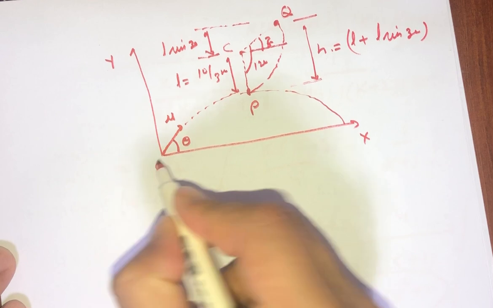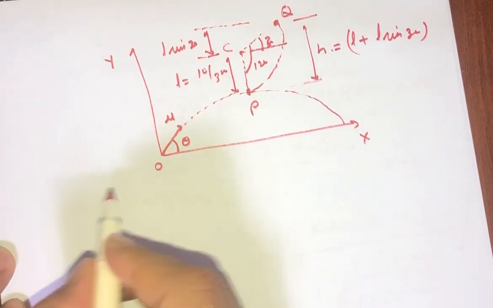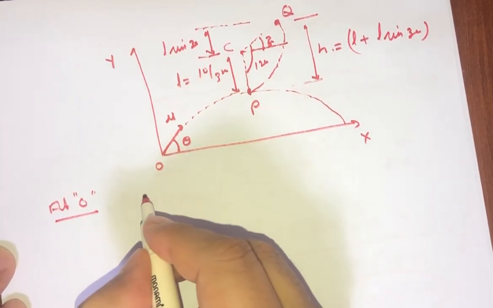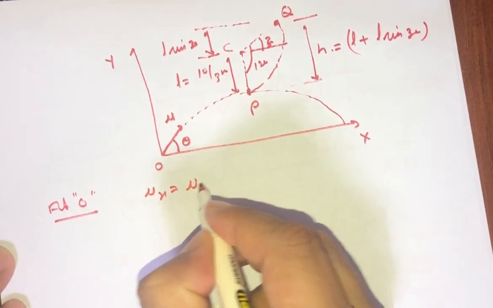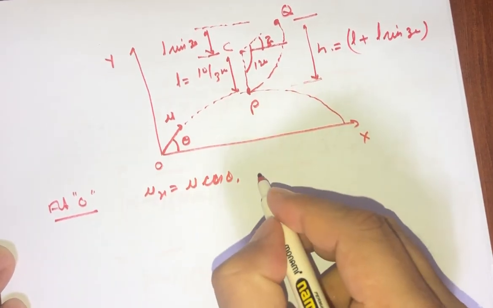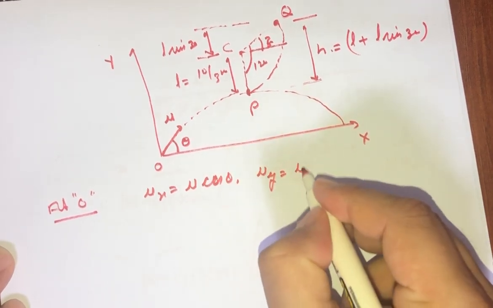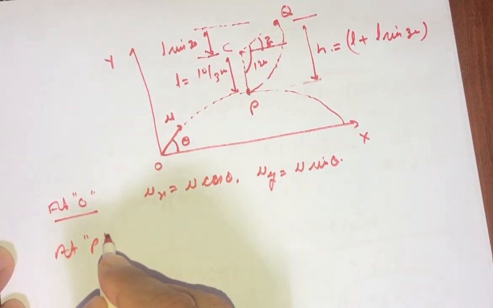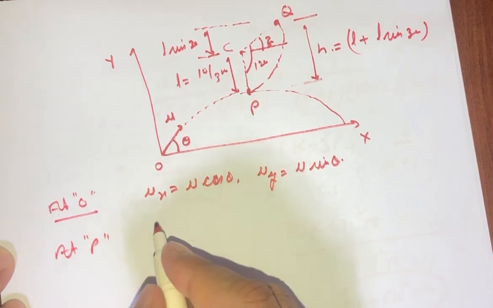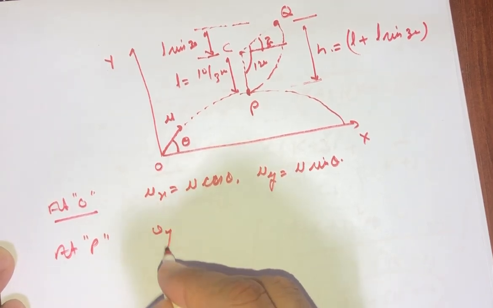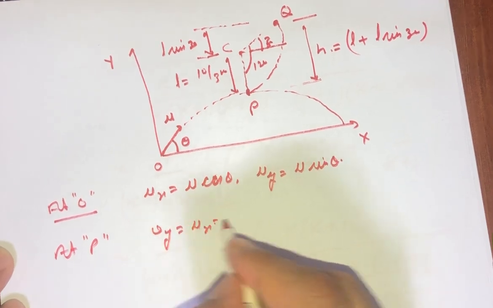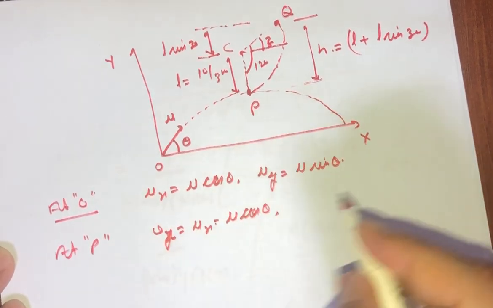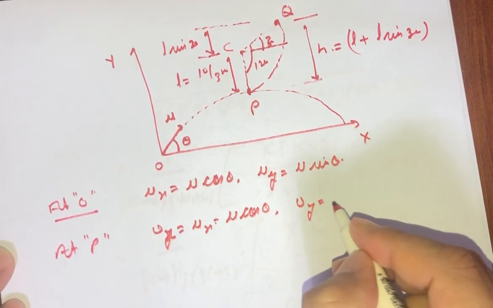Let us call this point as origin O. So at O, the horizontal component u of x will be equal to u cos of theta, and u of y will be equal to u sin of theta, and at the highest point P, horizontal component remains same, so we can say that v of x will be equal to u of x, which is equal to u cos of theta, and v of y, that is vertical component, will be equal to 0.